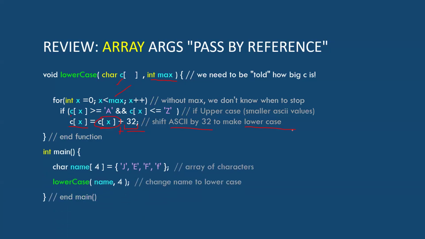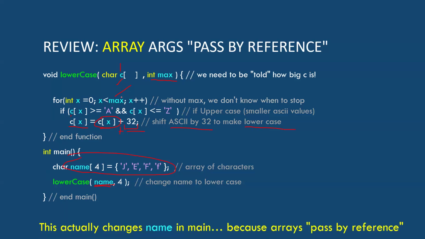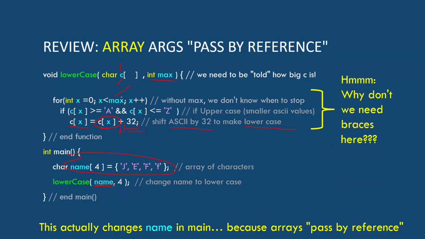So in main, of course, we're just passing in the name of our array, which becomes the C up here. So name is this array here in main, and we're just passing it in, and it becomes the C in there. So they are the same thing, essentially. In this case, the lowercase function is changing the array, because our array, we could say, is mutable by the lowercase function.